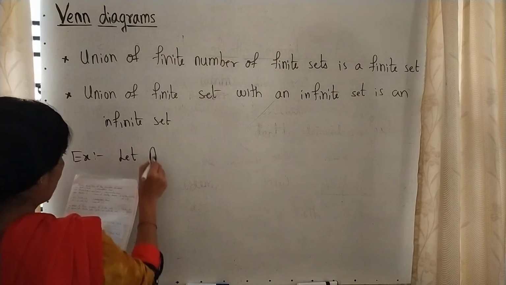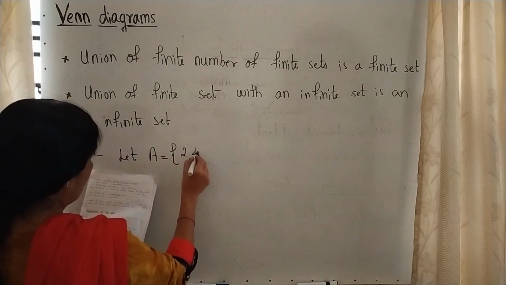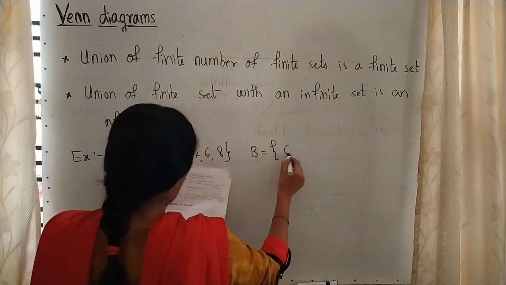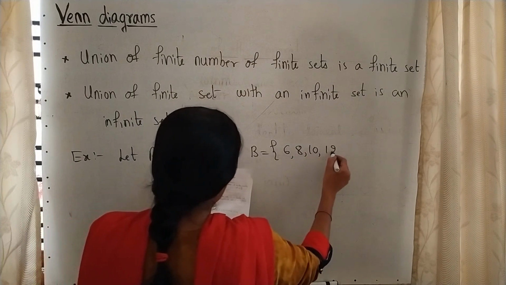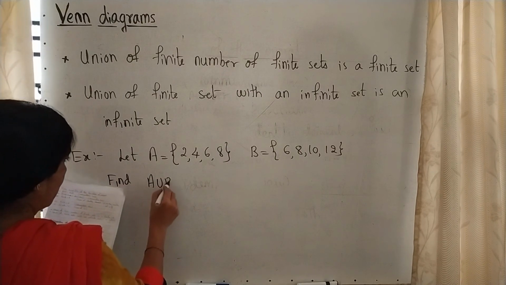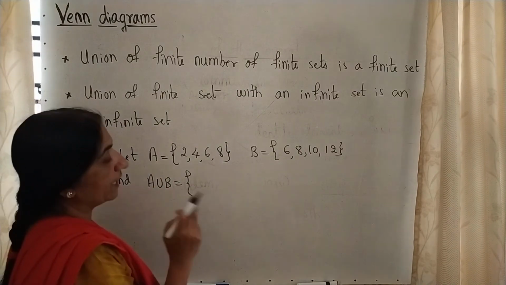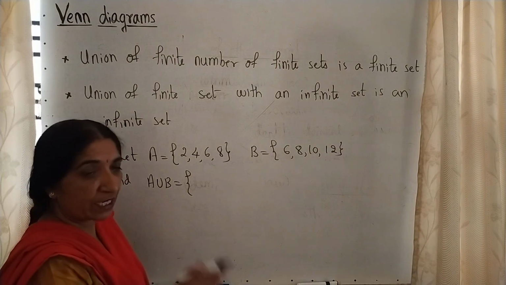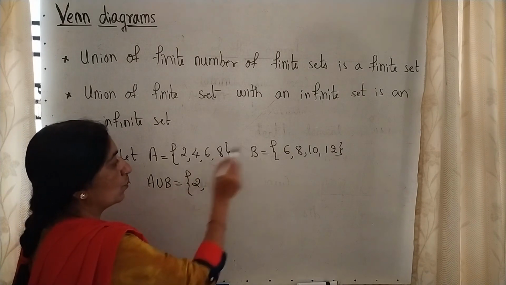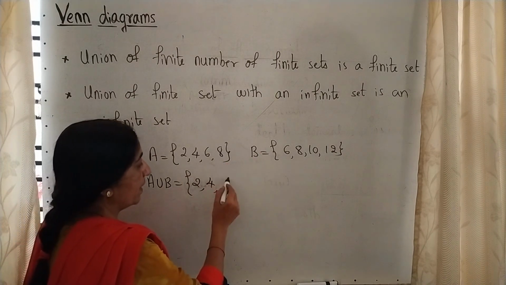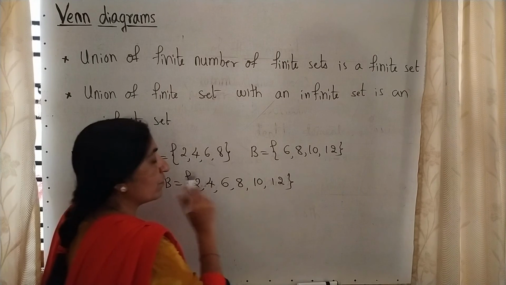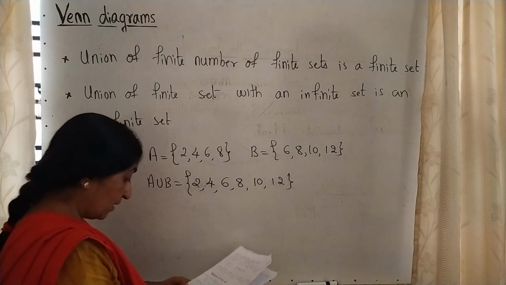Now example here. See, let A is equal to 2, 4, 6, 8 and B is equal to 6, 8, 10, 12. Find A union B. So as I told you, we have to check. If any element is repeated, don't write it twice, write it once and write down all the elements of set A and set B. Here 2, 4, 6 is repeated, write it once, 8 is also repeated, 10, 12. That means we are writing all the elements of set A and set B.